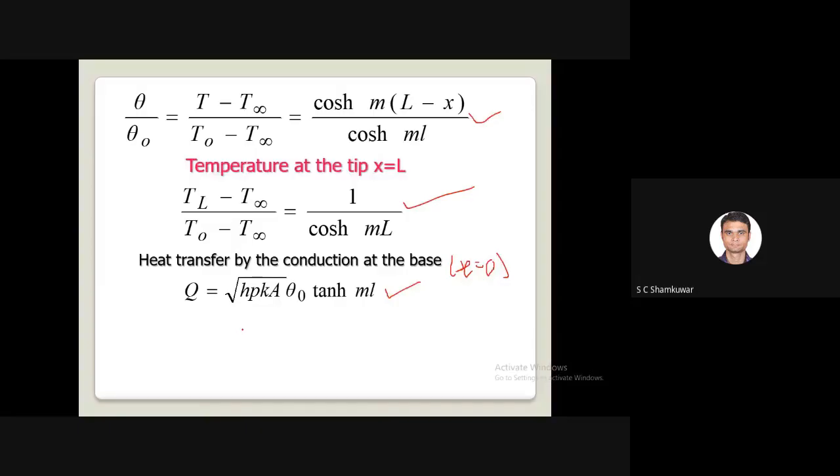I could have directly given you the formula of case 1, but that would not have enhanced your understanding. Now you can understand the things. What is theta? What is theta naught? Here, if you consider TL, what is TL? TL is the temperature at the tip.